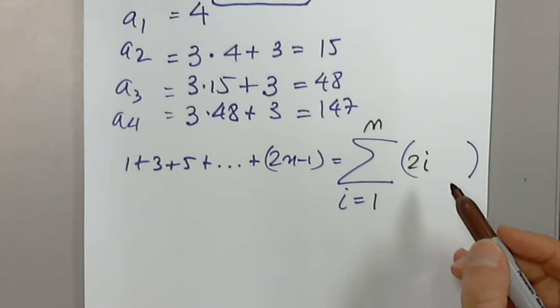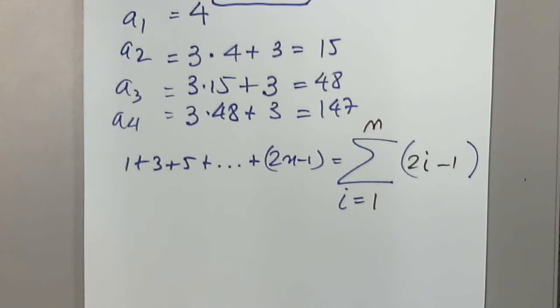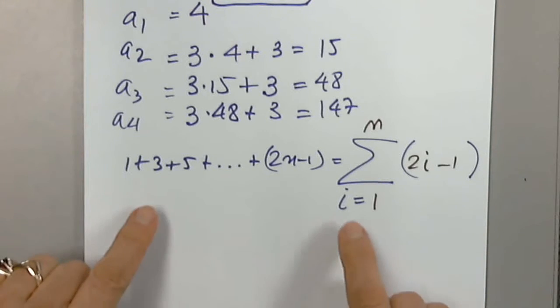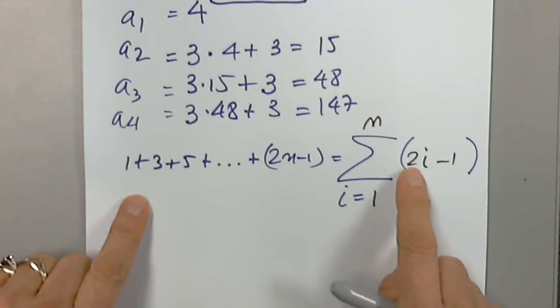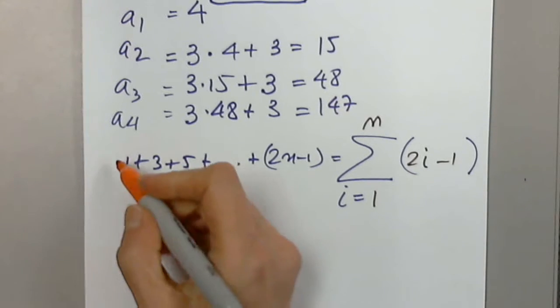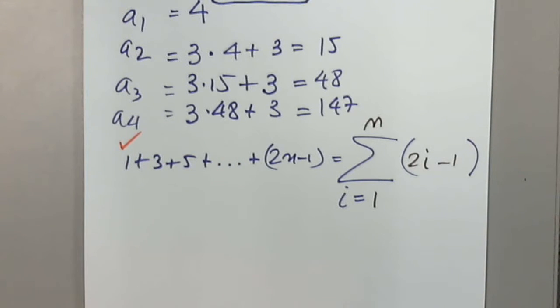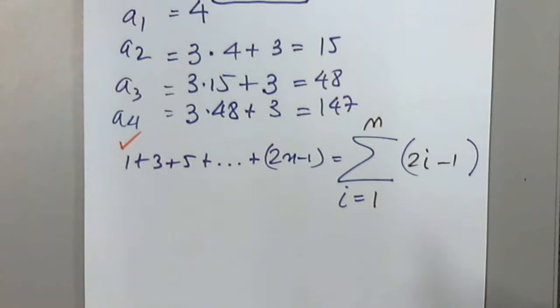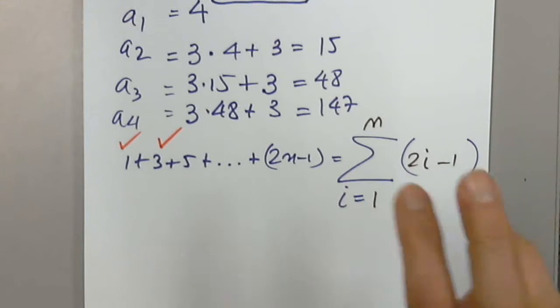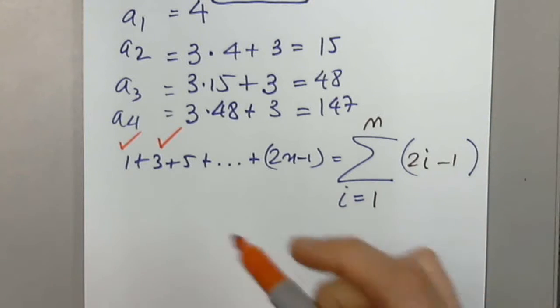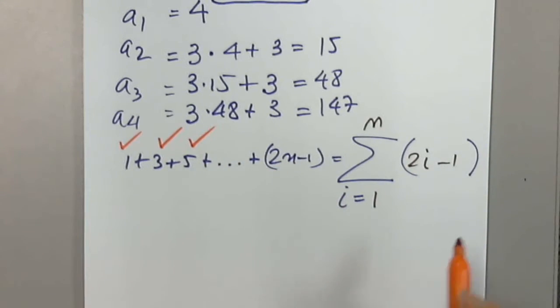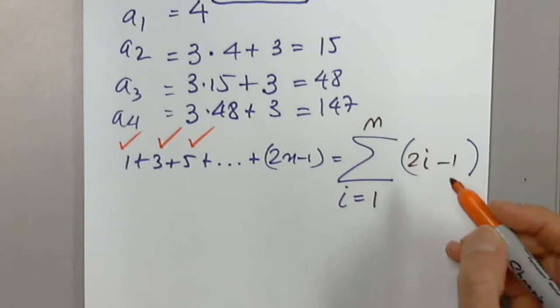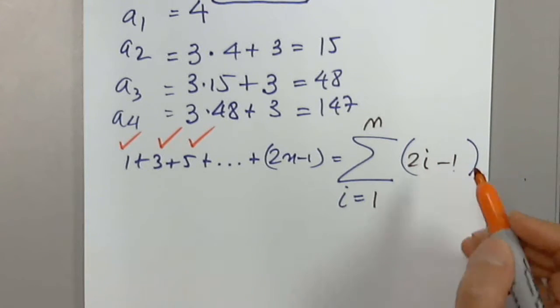2i minus 1. Perfect. Let's check how we get the first term, how we get the second term, and so on and so forth. If i is 1, 2 times 1 minus 1 is the first term. If i is 2 now, 2 times 2 minus 1 is 4 minus 1. I got the second term. When i is 3, 2 times 3 is 6, minus 1 is 5. And I finally get to n. When i is n, 2 times n minus 1.